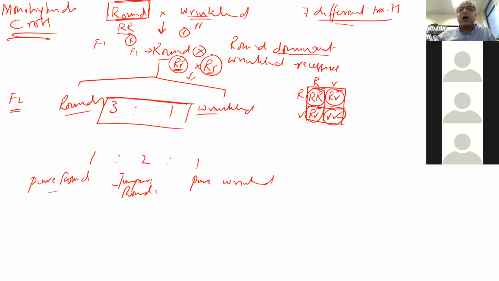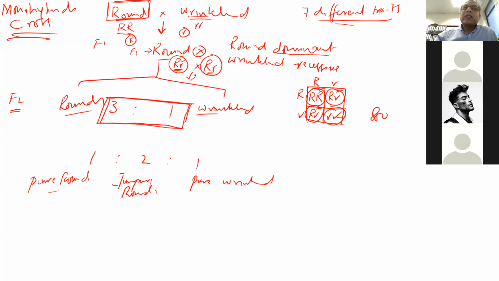What did we get in F1? 3:1. These are not small numbers. He got numbers in hundreds, 800 something rounds and 300 or 400 something wrinkled, and the ratio was turning out to be 3:1, or 2.98 to close to 1.